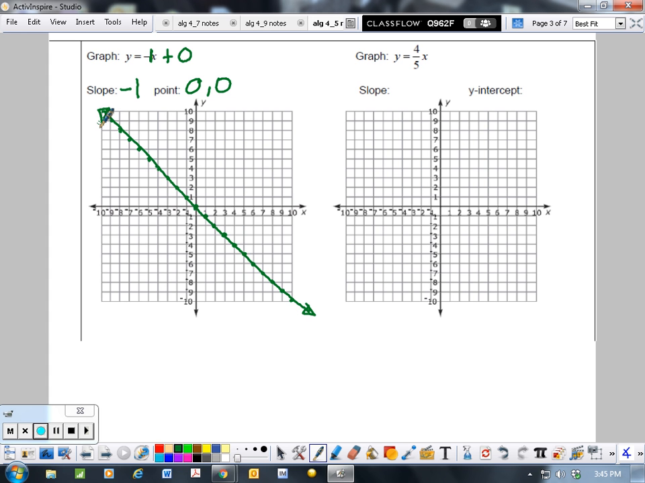Okay, on our next one, we're going to do the same thing. We look at our graph, y equals 4/5 x. There is no number added on at the end, so my y-intercept, or my starting point, is 0, the point (0, 0). Then my slope is the number in front of x, so 4 over 5. I'm going to go up 4, right 5. Or I can go backwards, down 4, left 5. And there's our graph.